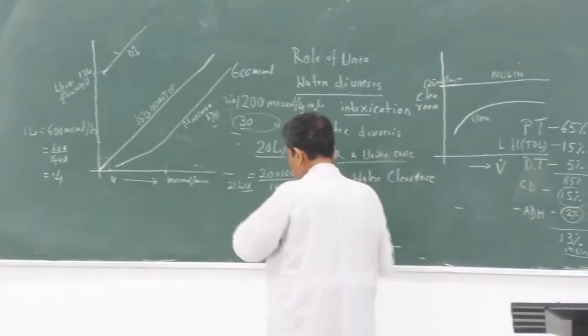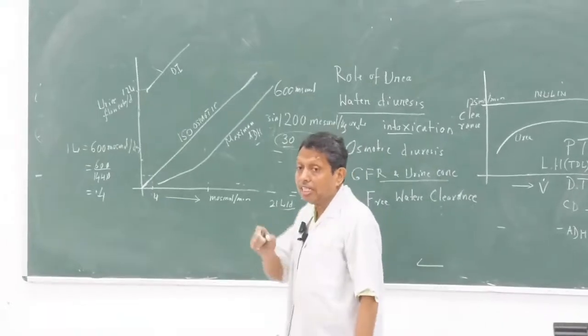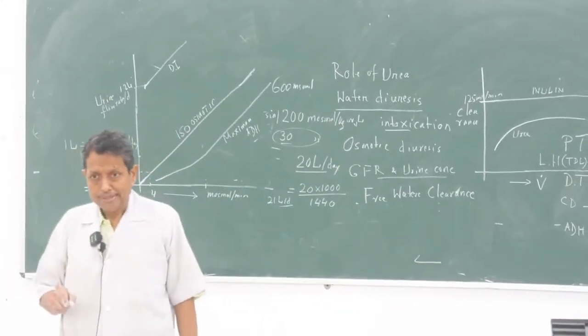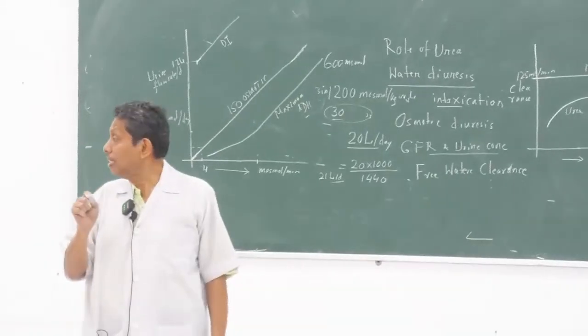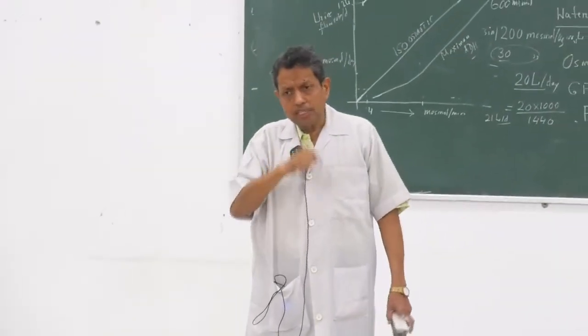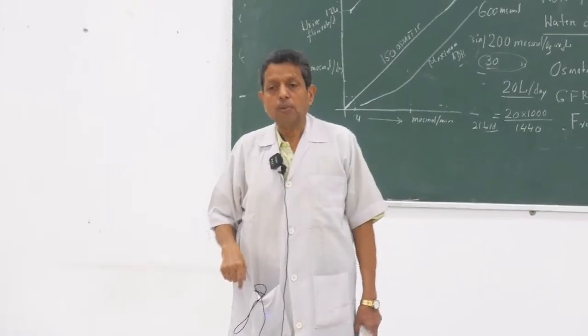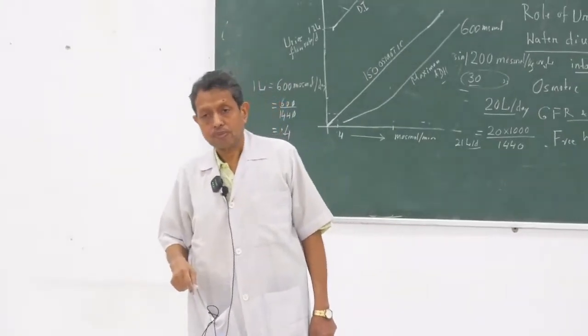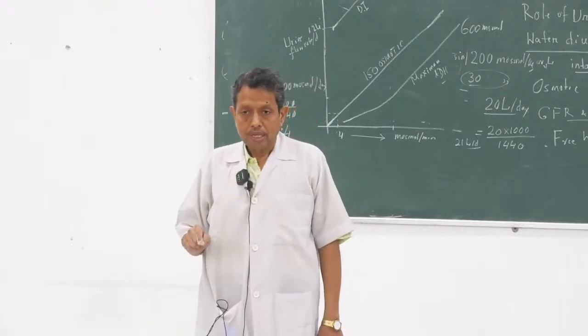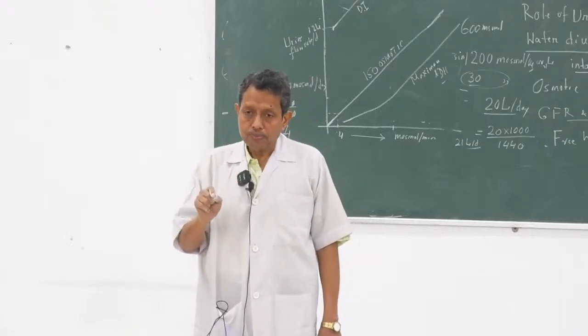GFR and urine. If the glomerular filtration rate is reduced for any reason, then the watery part present within the tubular lumen will be reduced. Suppose dehydration is produced in an individual or in an animal, then GFR will be reduced.